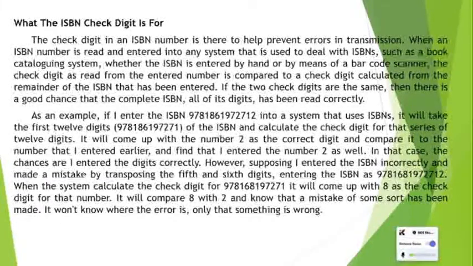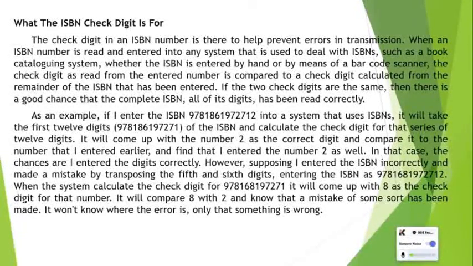So the check digit as read from the entered number is compared to a check digit calculated from the remainder of the ISBN that has been entered. So if the two check digits are the same, then there is a good chance that the complete ISBN, all of its digits, has been read correctly. So yun yung system wherein it reads the barcode.